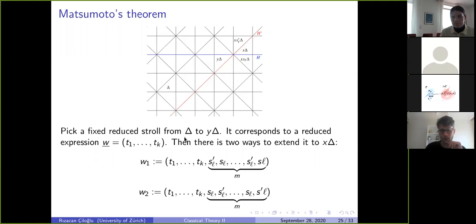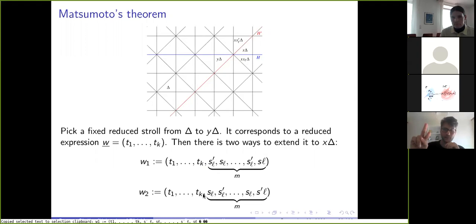So it ends up with something like this. There are m elements here, beginning with s'_L, s_L, or beginning with s_L and continuing alternating s_L and s'_L, basically. And this is clearly just a braid relation. So w1 and w2 are related by a braid relation, a single braid relation, in fact. And this actually finishes the proof.